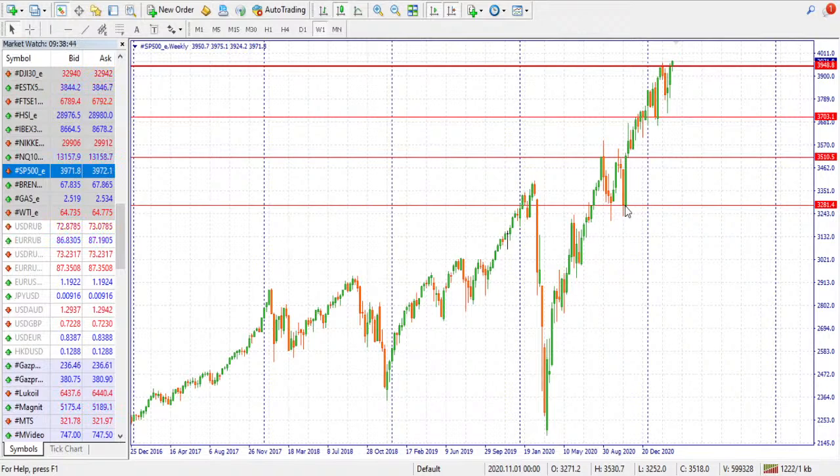So the first one is 3703.1, the next one is 3510.5, and the next one is 3281.4. These are the places where if the price comes back up to, then they're going to give us the best place to look for trades from.